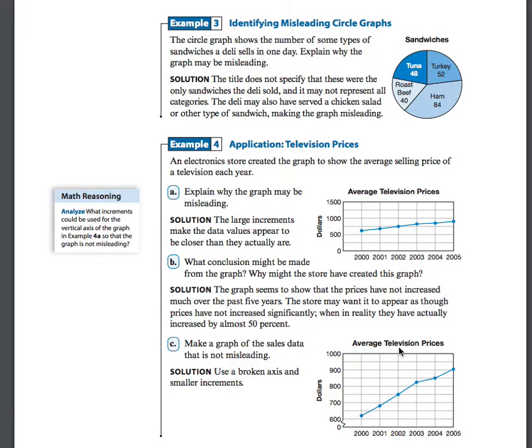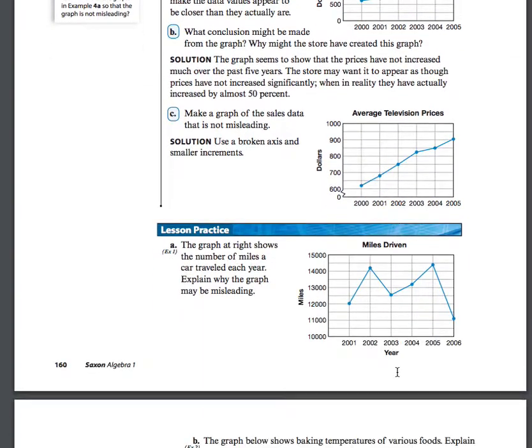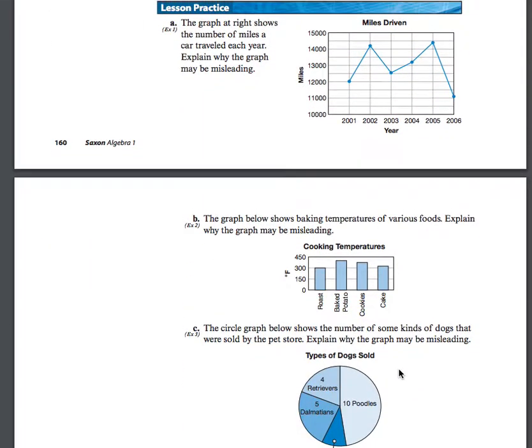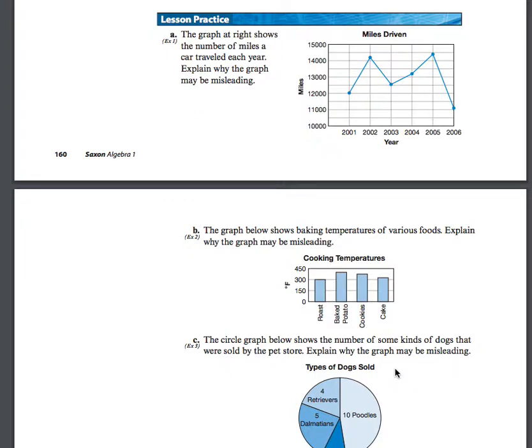So all of this is a way to help protect you as a consumer, and to point out how people might use numbers to mislead you when giving you information. If we look at our lesson practice problems, in letter A, it says the graph at the right shows the number of miles a car traveled each year. Explain why the graph may be misleading.